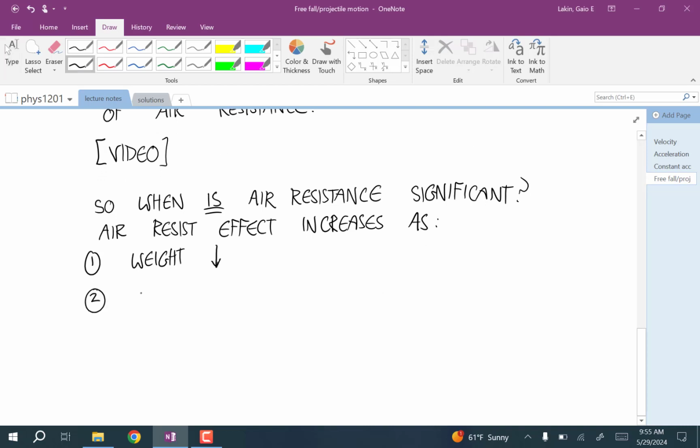The second thing that's important is as the surface area goes up, the air resistance effect increases. In this case, you can think of a parachute. A parachute is designed to have a very big surface area, and that's what allows it to create all this air resistance that slows a falling object down. And the last thing, and the one that has the biggest effect, is an object's speed. The air resistance effect increases as the speed increases.